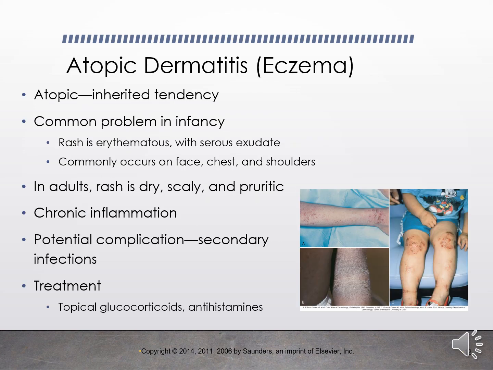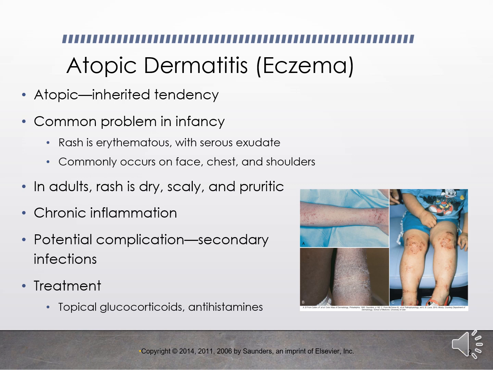And then we have atopic dermatitis, or eczema. It's common in infants, and it can continue into adulthood in some people. Atopic refers to an inherited tendency toward allergic conditions. In infants, the lesions are moist, red, and vesicular, which just means small blisters, and they're covered with crusts.